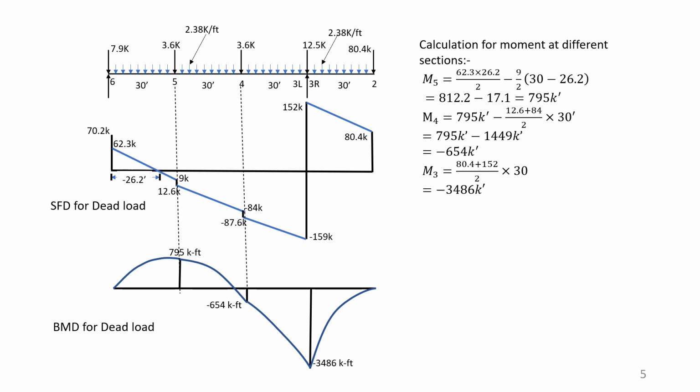And with these values, this is for the dead load, and we will next go for the live load. As in the previous case of the simply supported bridge of 60 feet, we have done it in a similar way. That was a simple structure, and here it is a cantilever part.